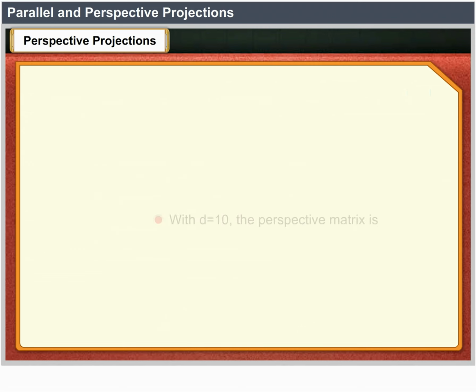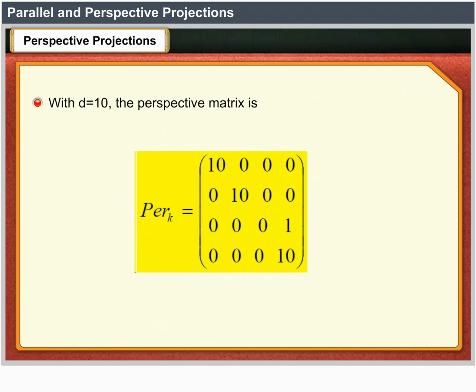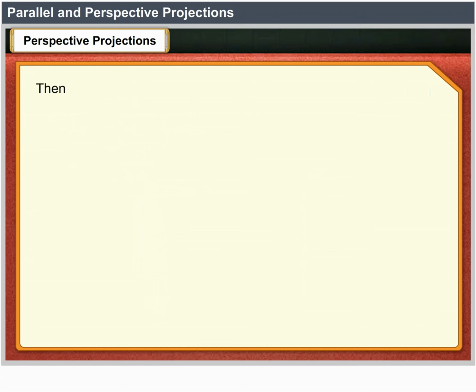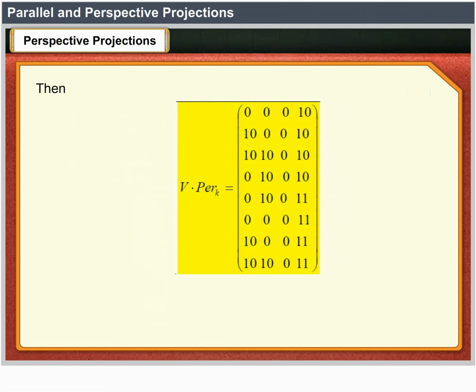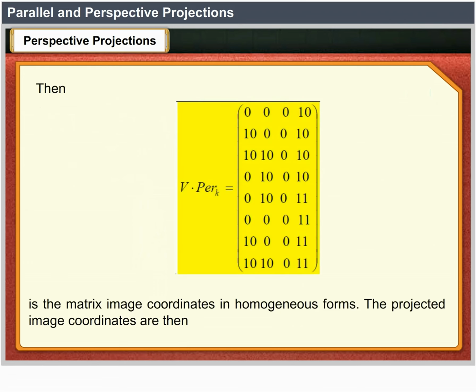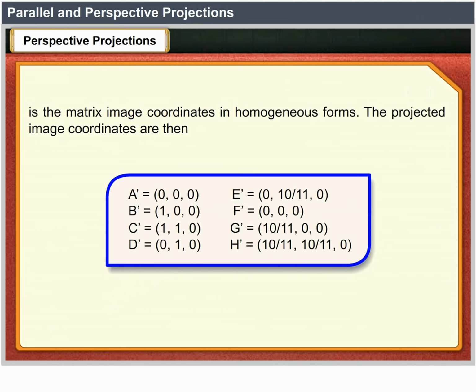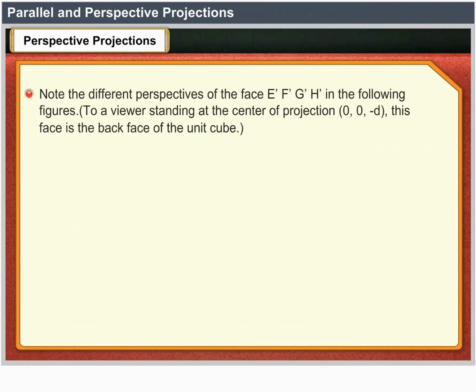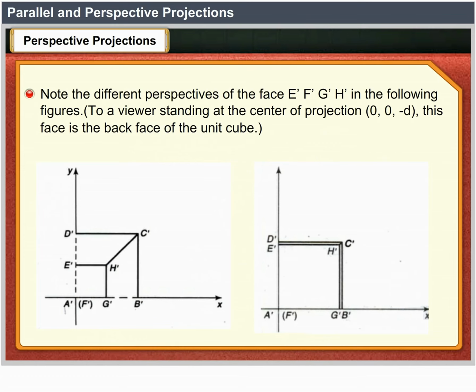With d equals 10, the perspective matrix is as shown below. Then, V and Per K matrix results as shown. This is the matrix of image coordinates in homogeneous form. The projected image coordinates are then as shown below. Note the different perspectives of the face E', F', G', H' in the following figures. To a viewer standing at the center of projection 0, 0, minus d, this face is the back face of the unit cube.